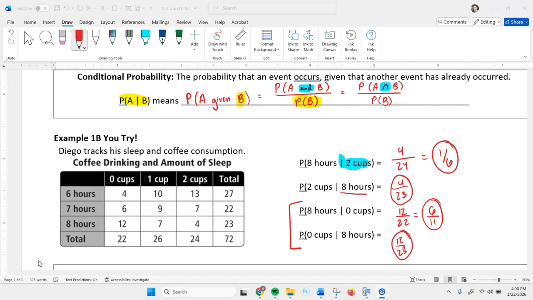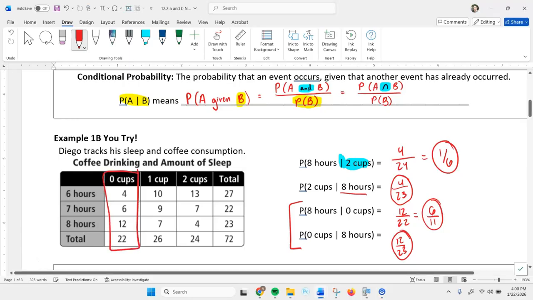All right, how did you do? You should have gotten 6 over 11 when you reduced 12 over 22, because for that one you're looking at given that he had 0 cups of coffee, so we're looking at this column, and in that column the total was 22. And out of those 22, there were 12 days that he had 8 hours of sleep.